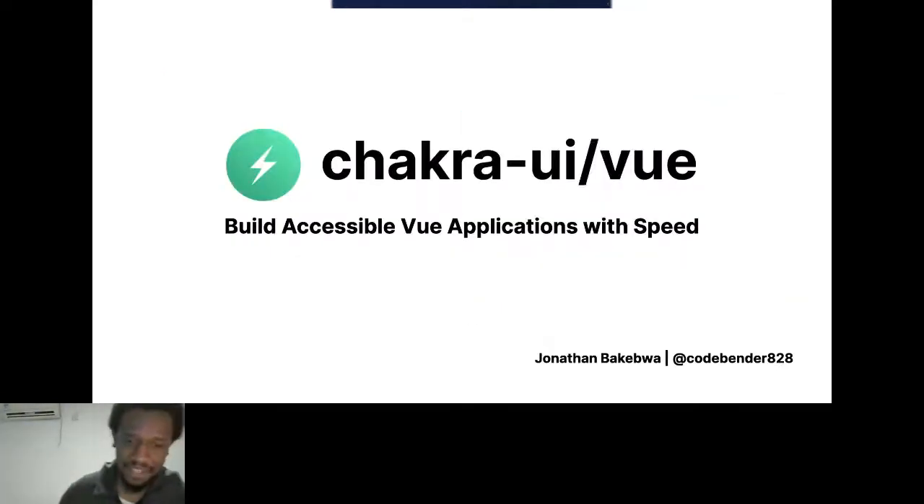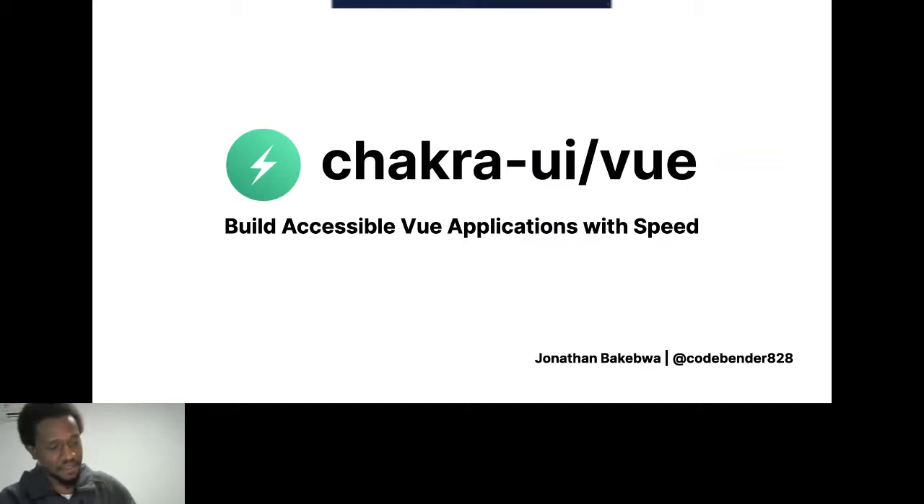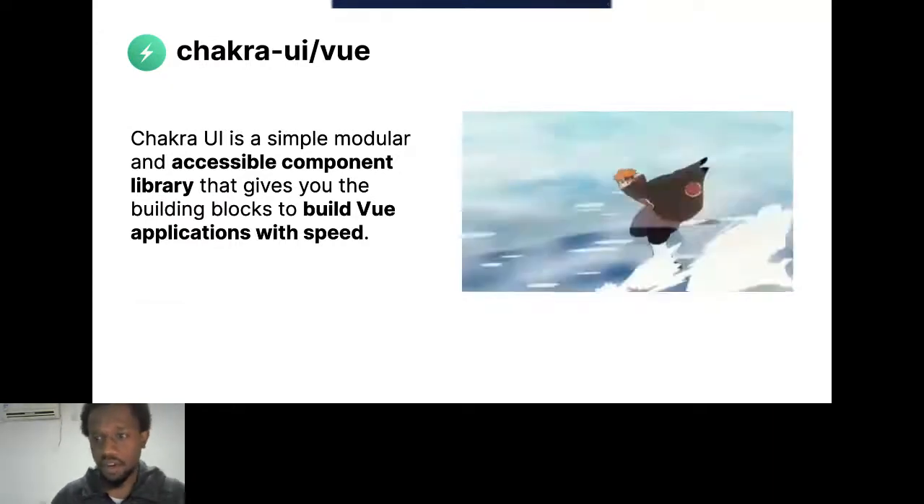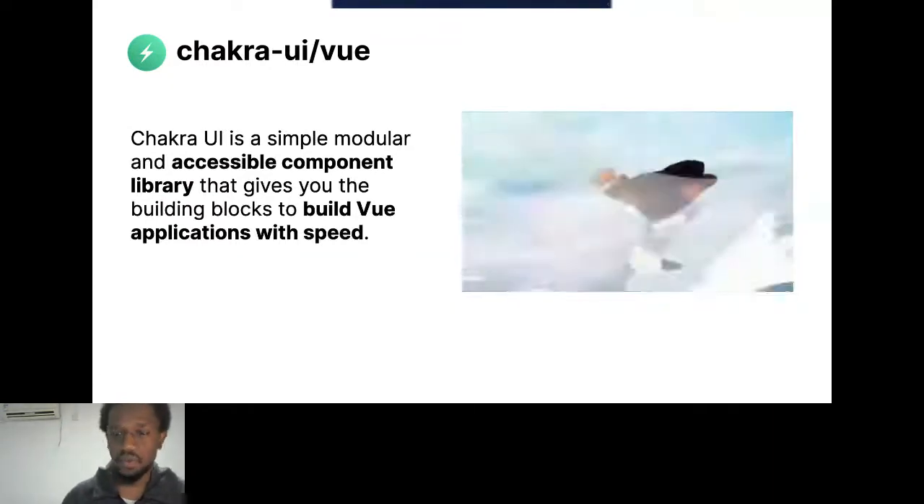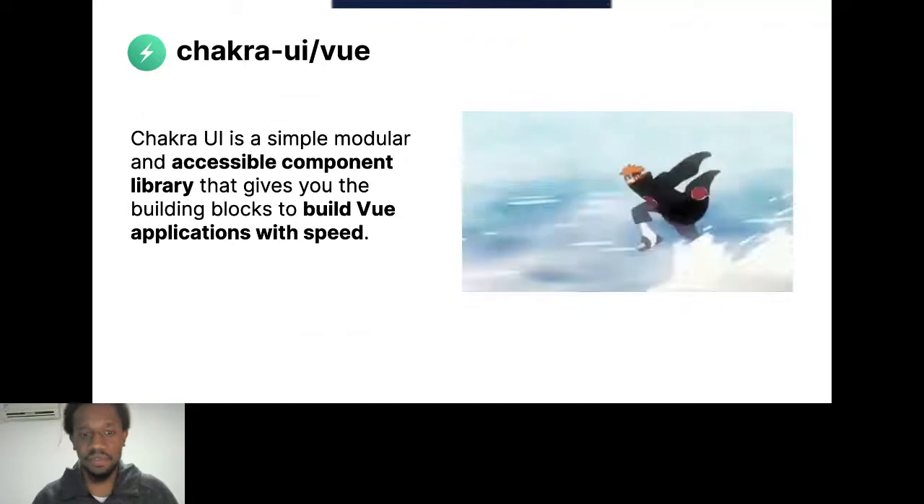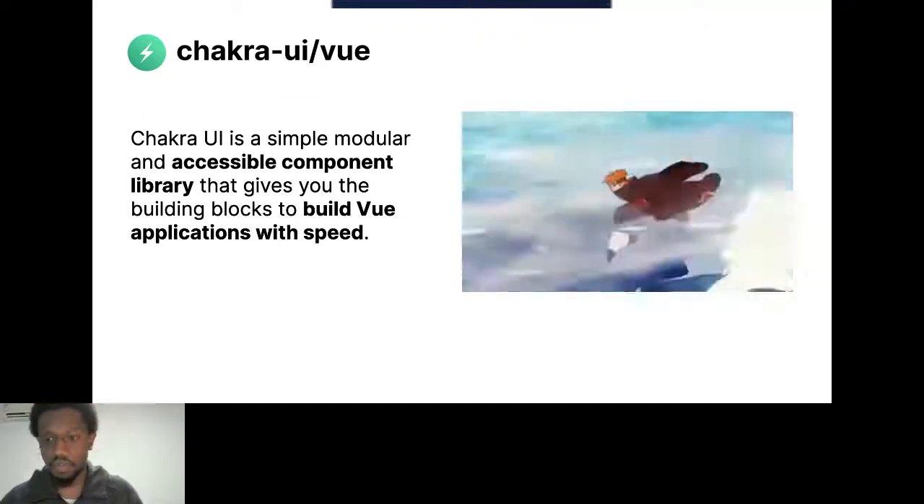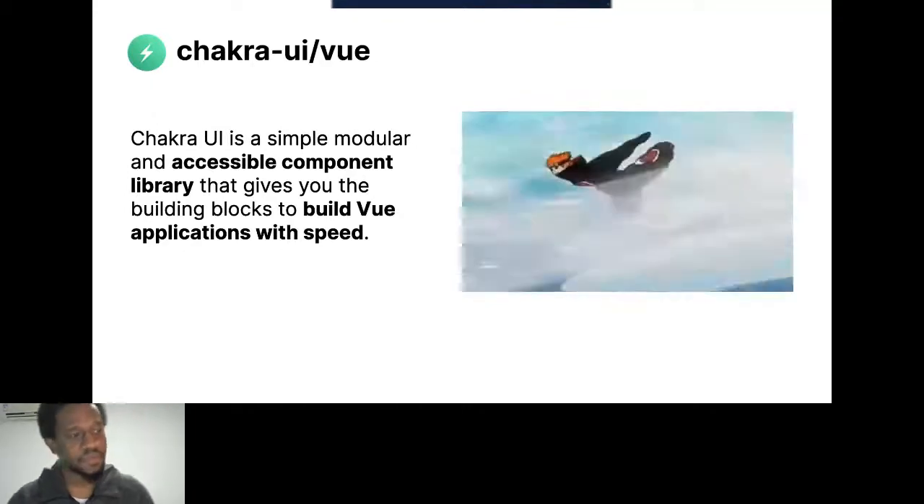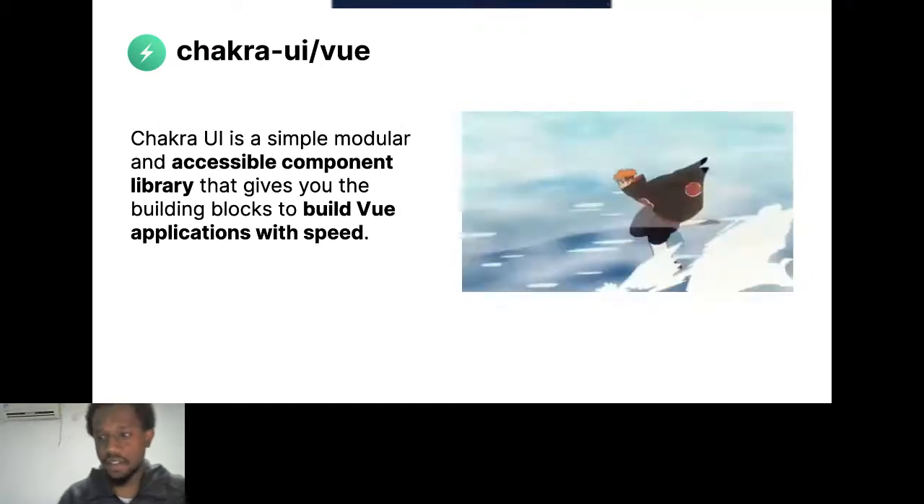So today I'm going to talk about Chakra UI Vue. It is a component library that helps Vue developers build accessible Vue applications with speed. The idea that Chakra UI is trying to communicate is one of accessibility first. So we ship components that are WAI-ARIA compliant. That means when you consume Chakra UI components, you don't have to worry whether or not they are accessible to your users.